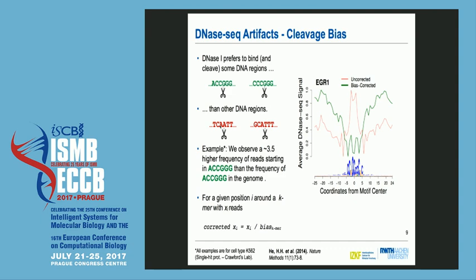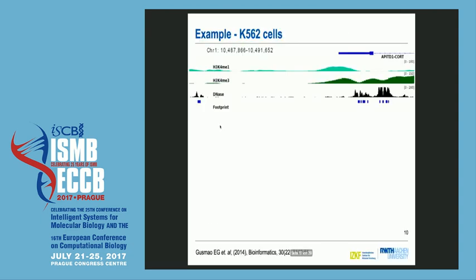But if we do a simple correction, which is just dividing the counts that you see by this bias correction, so you're pushing the signal down where there is a higher bias, you would be able to create this footprint level, which is actually behaving exactly as expected. This is just an example of how the experimental protocol can really have a high impact on how well you can predict the footprints.